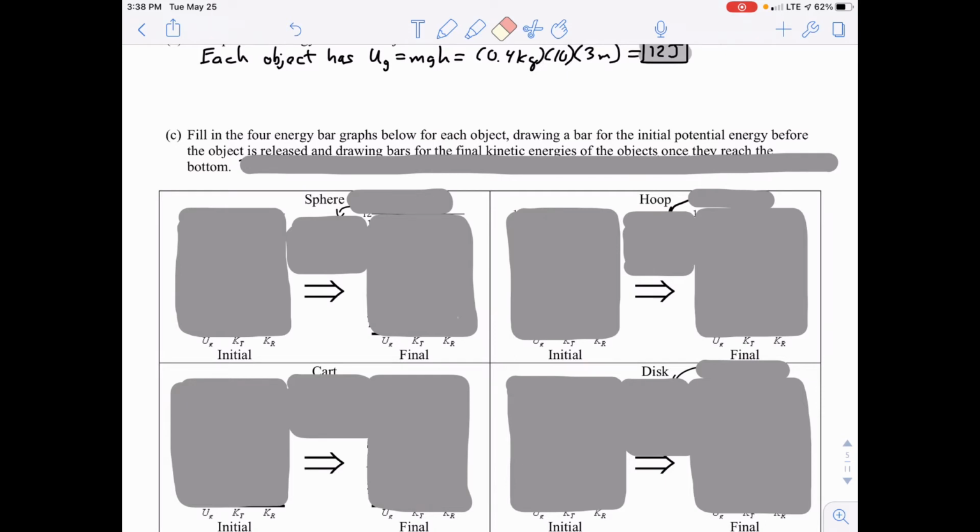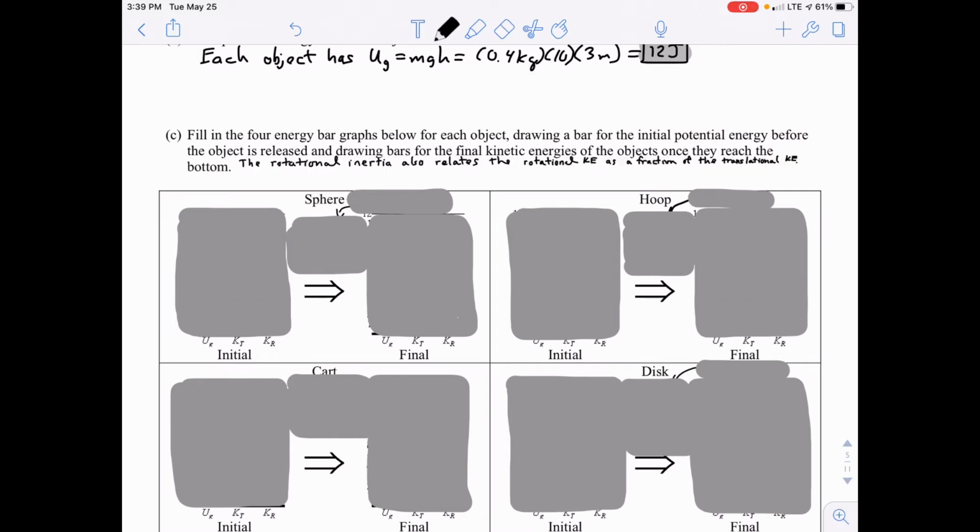Something to consider about this, and this is a very helpful connection when it comes to connecting rotational inertia and kinetic energy. And here's what it is. Rotational inertia relates the rotational kinetic energy as a fraction or a percentage of the translational kinetic energy. Let's see how this works.